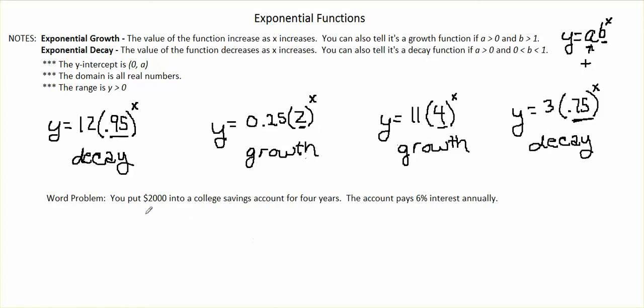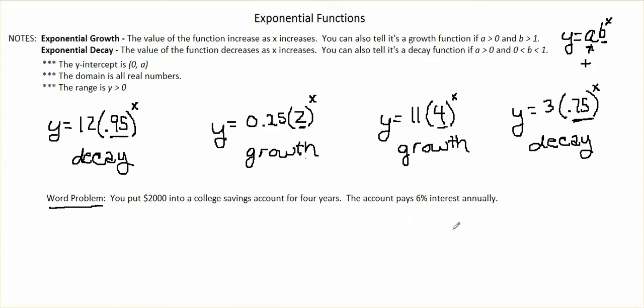Now let's take a look at our word problem here. In a word problem, we're going to take a look at keywords to see if our word problem represents something that's going to grow or something that's going to decrease in value over time. And this word problem talks about a college savings account. And it says that you put $2,000 in a college savings account for 4 years, and the account pays 6% interest annually.